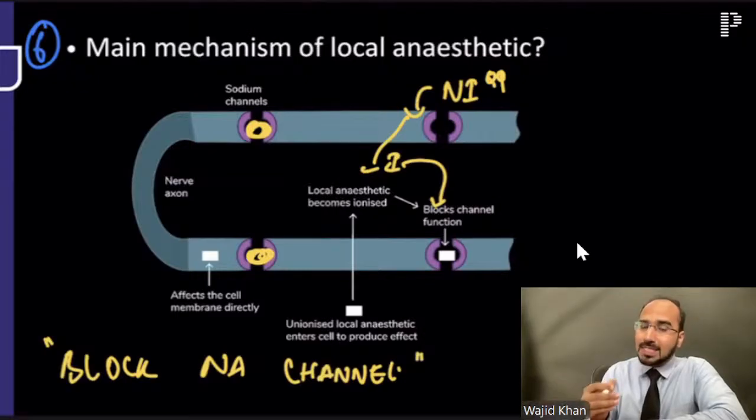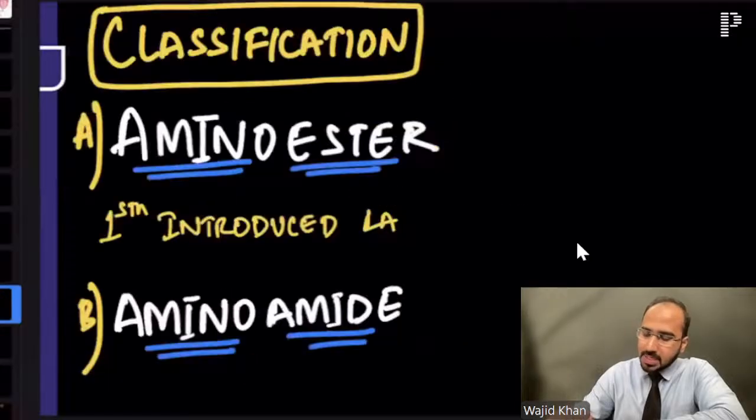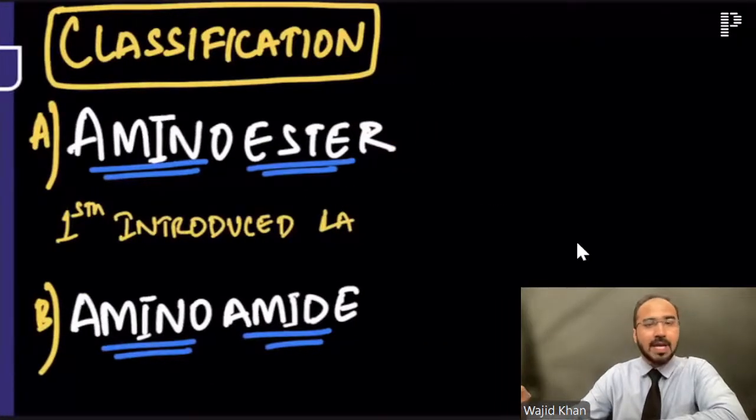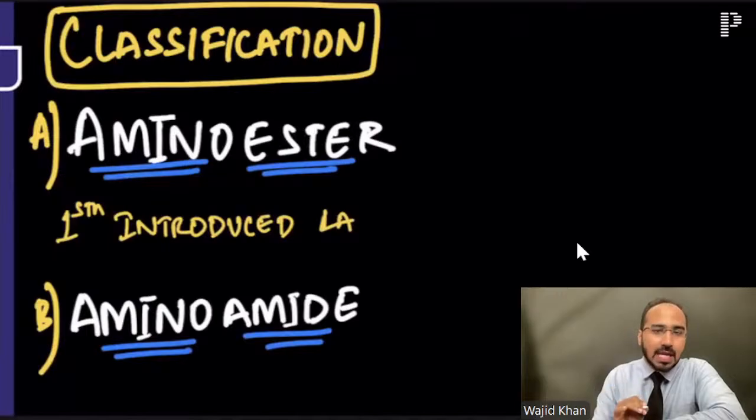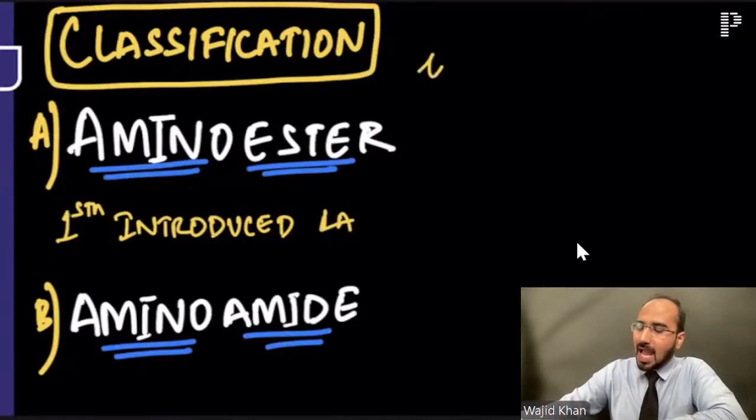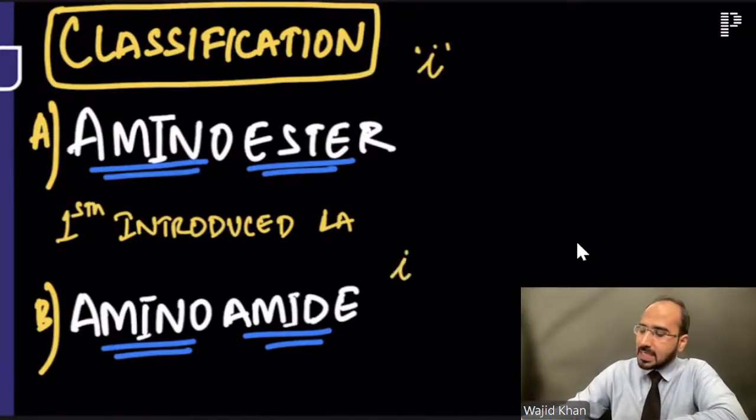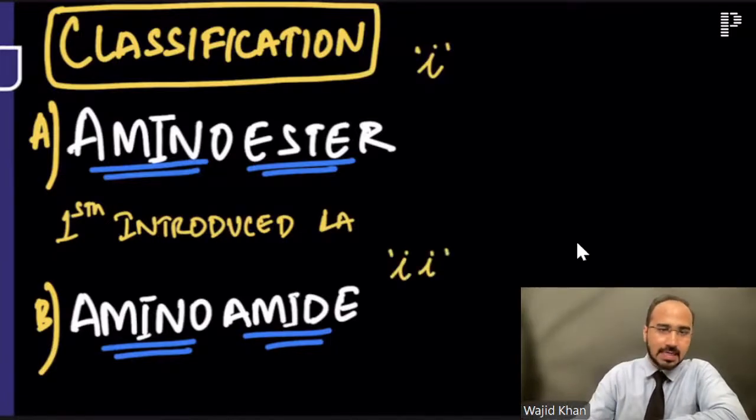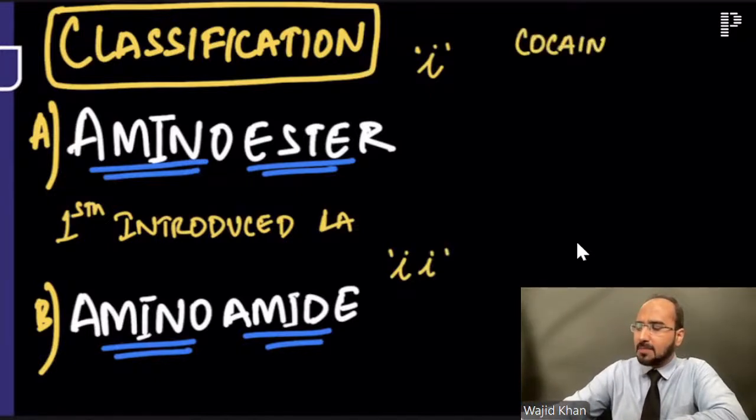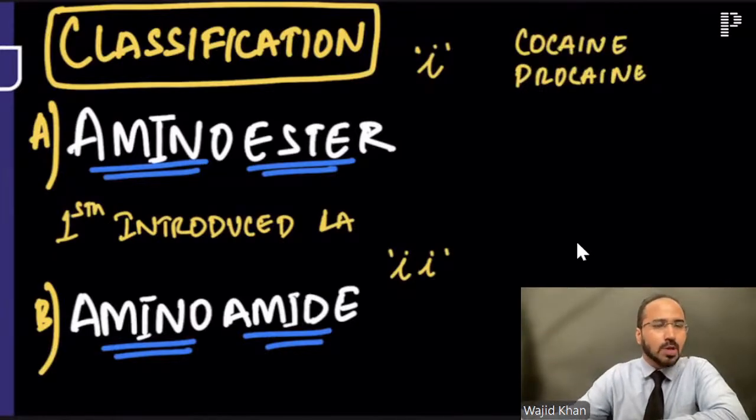Now, these local anesthetic drugs are classified into two categories. You might be knowing those categories. What two categories am I talking about, guys? Amino ester, amino amide. When do you call a drug amino ester? When it has one alphabet of I in it. When do you call a local anesthetic amino amide? When it has two alphabet of I in it. Okay? Examples of amino esters: cocaine, procaine, chlorprocaine, benzocaine, tetracaine, all are having one I. Just remember one I drug, amino ester.